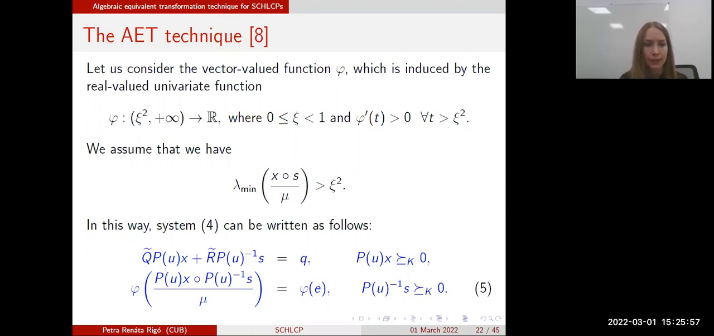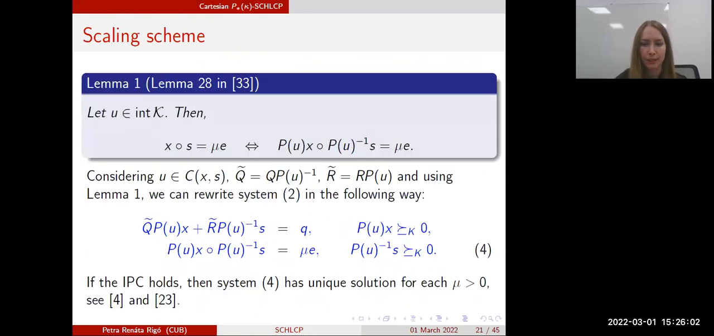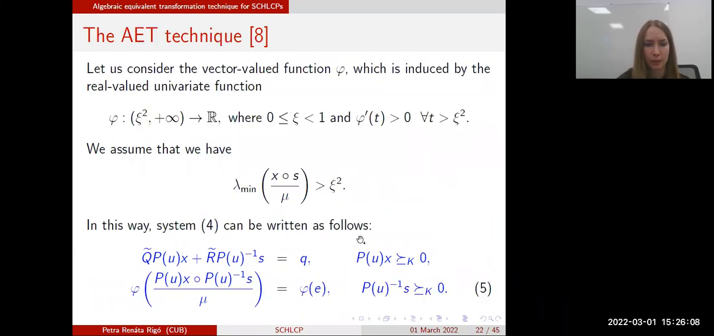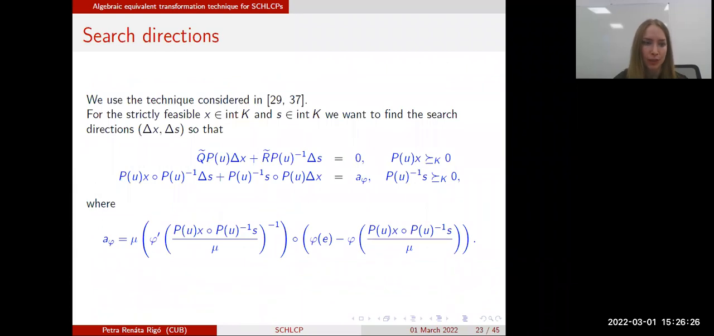And by using this approach and this function, we can rewrite the previous system in the following way. So we divide here by mu, and after that we apply the function phi, but of course, thinking of the eigenvalues and Jordan frame. And we arrive at this system 5. And of course, for the strictly feasible x and s from the interior of K, we want to find the search directions delta x, delta s that satisfy these constraints.